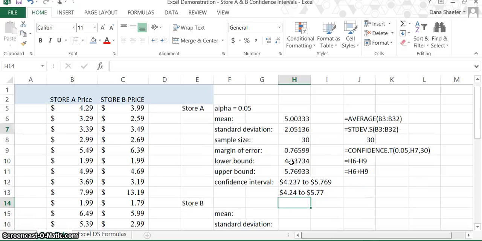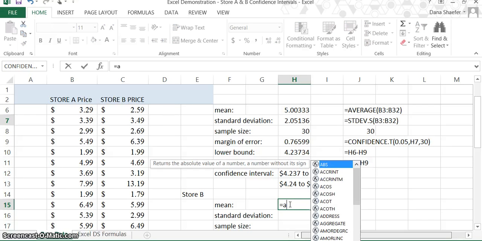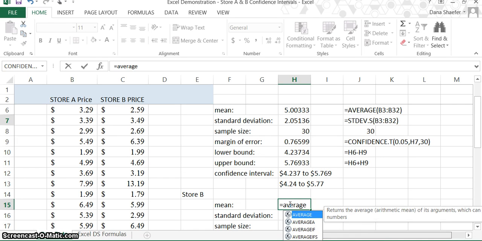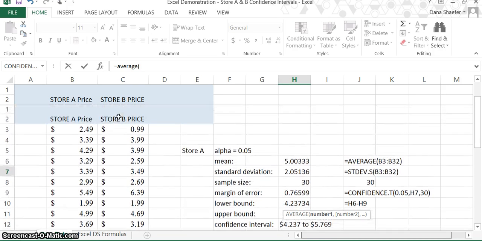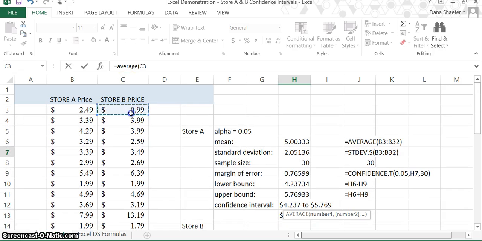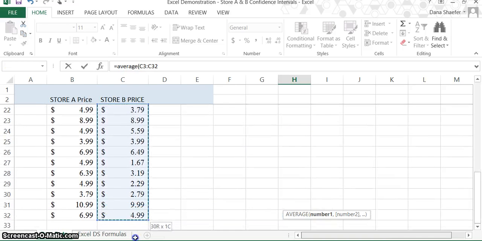Okay, so let's do exactly the same thing with this second one. And so for store B, the first one is the mean. So the mean, I'm going to say equals the average. I'm going to go grab that data from store B. So store B started up here at 99 cents. All 30 pieces of data.